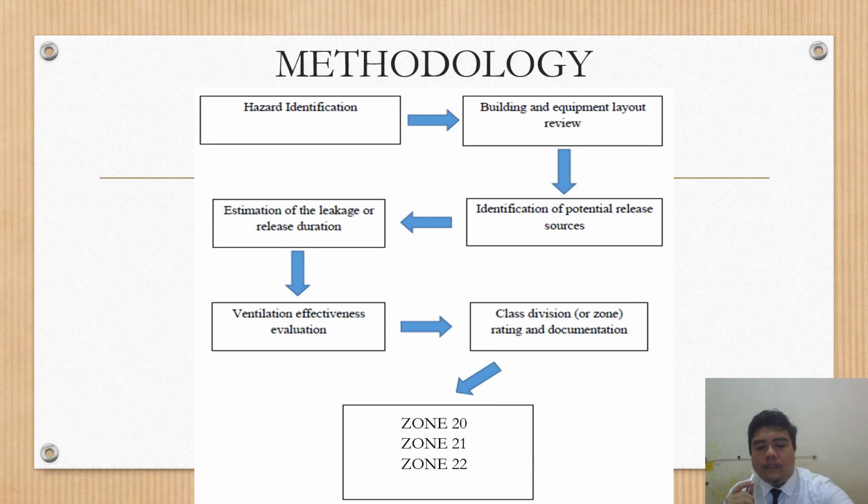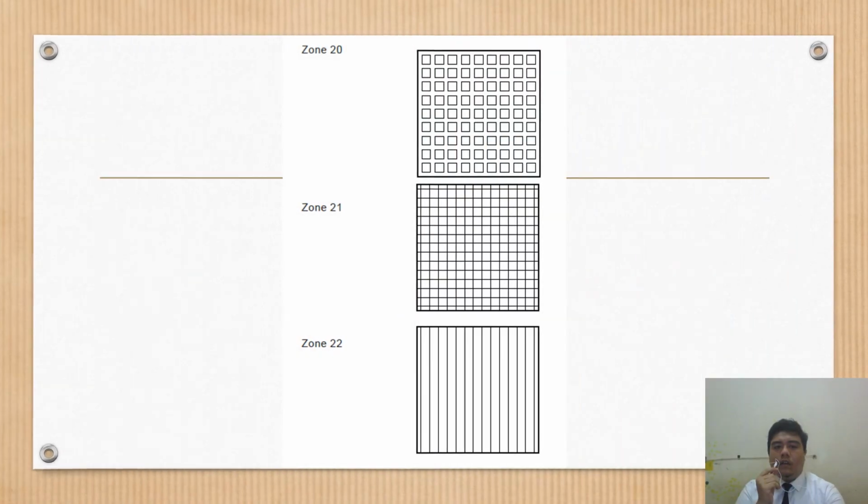For zone 20, zone 21 and zone 22, we need to redraw the plan layout with this classification area. We need to mark the plan layout with zone 20, zone 21 and zone 22. So this is the mark that should be drawn back in the plan layout for zone 20, zone 21 and zone 22. This is the design that we should draw to classify the hazard area classification.